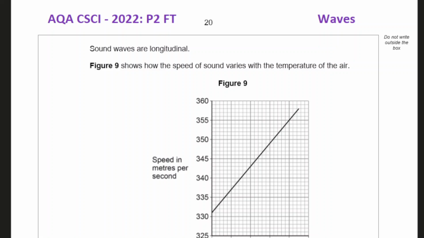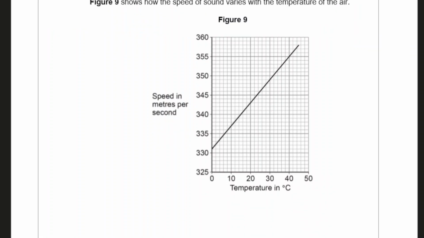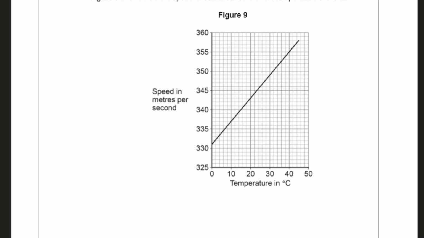Sound waves are longitudinal. Figure 9 shows how the speed of sound varies with the temperature of the air. So as you can see, the temperature of the air is going from 0 to maximum 50. The line stops somewhere about 45, and it's actually increasing. So at 0 degrees, it's starting at 331. So each box is 1. So it's starting at 331, and then it's increasing steadily as the temperature increases.